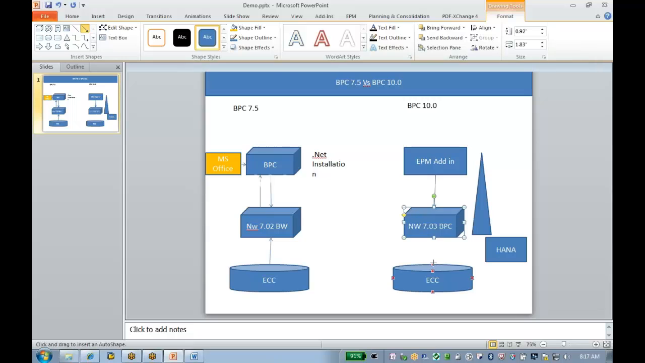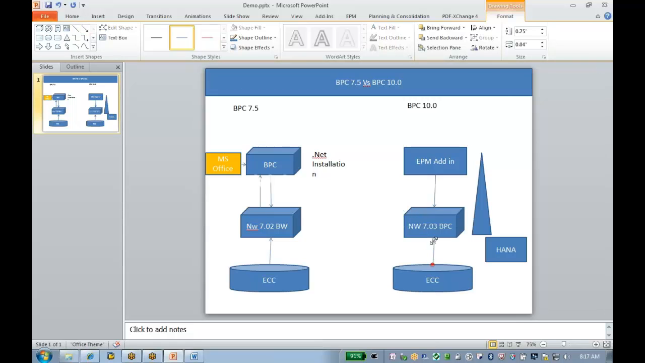You can load ECC data to BW, BPC, ECC data to BW directly. So here only BPC is using BW as a database, so the same data can be pulled here. Now in the EPM, what is the EPM add-in? That we have to discuss. What is the EPM add-in? What are the tools added in this EPM add-in? The EPM add-in also has Excel as a front end.